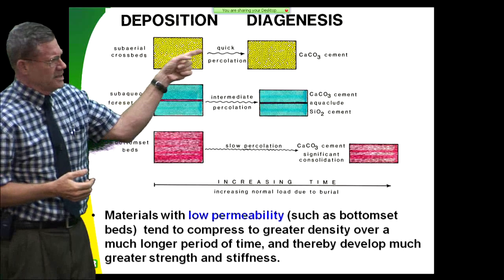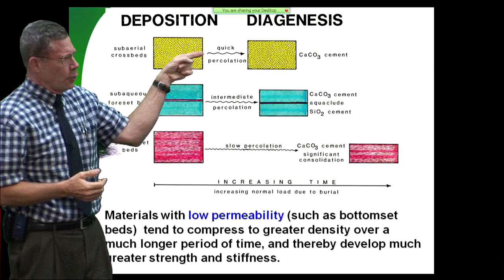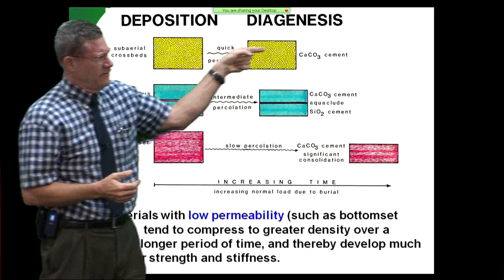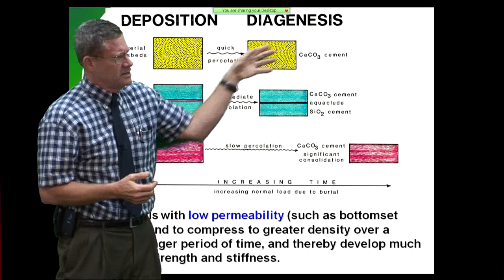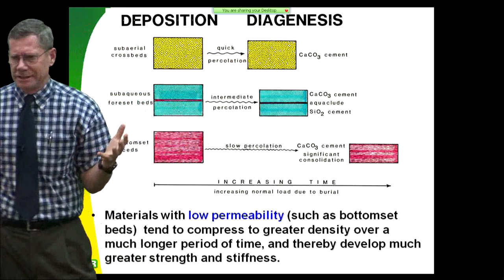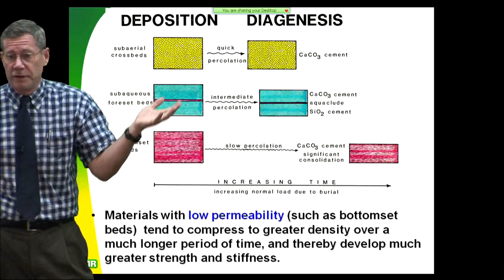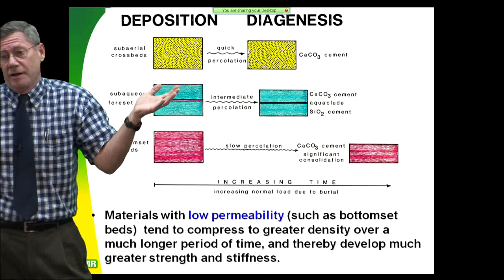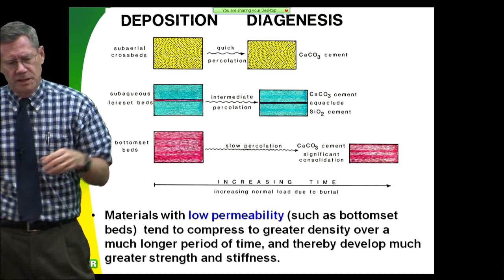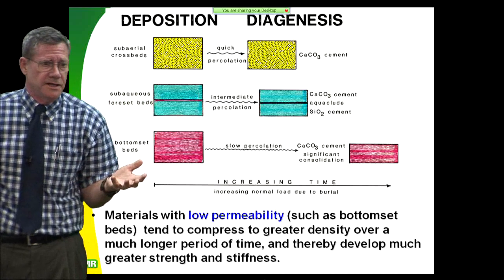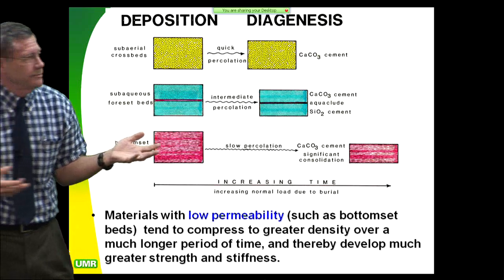Okay, so what happens is it has quick cementation. It is so pervious that it very rapidly gets cemented in geologic time. That's the first thing that's going to get cemented out there, the thing that's the most pervious and porous. Think about it, because it's going to have all this water moving through it that has dissolved salts in it. Carbonate's one of the big ones.